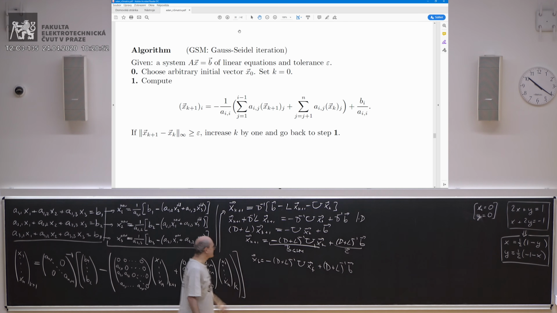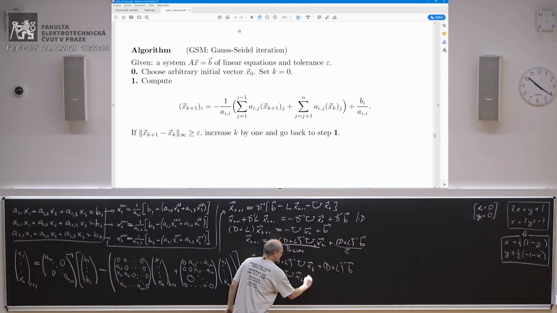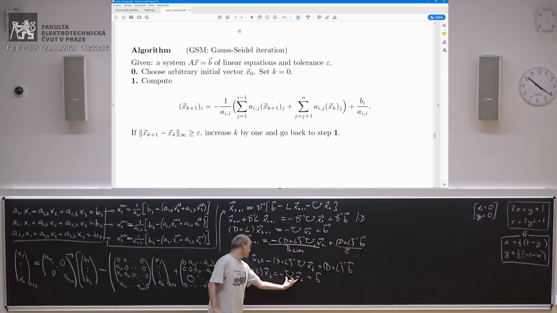And now we can play with it. We multiply it by D plus L from the left. So essentially we are going backwards in our analysis. And then we move U x_F to the left. We factor out this x_F, and we get (D plus L plus U) x_F is equal to b, which means that A x_F is equal to b.